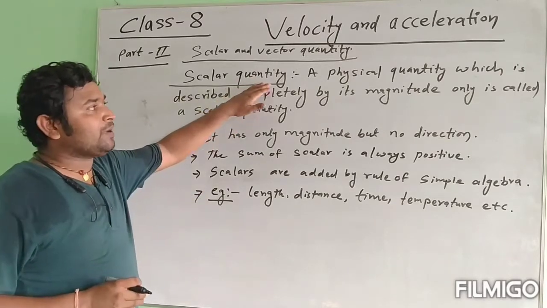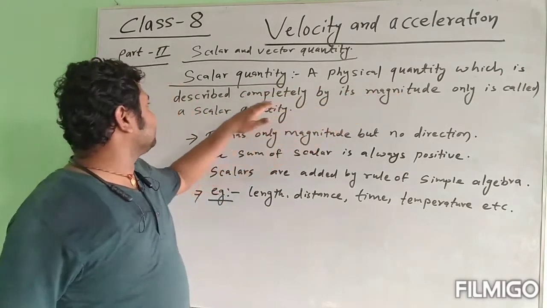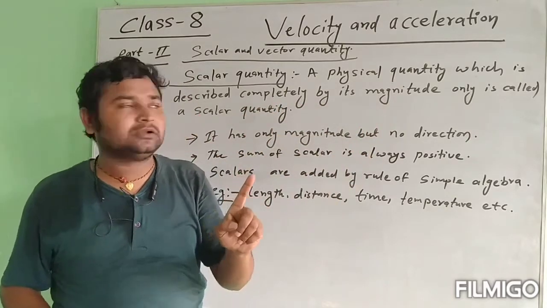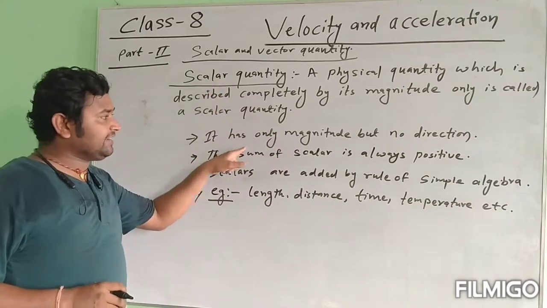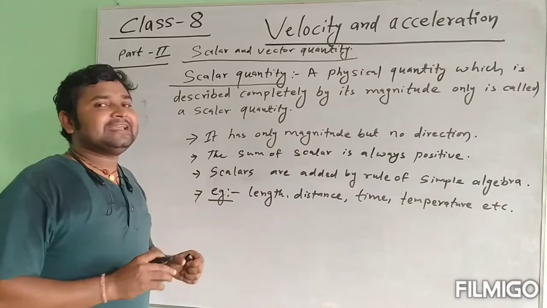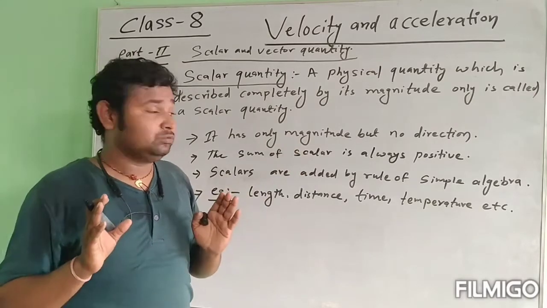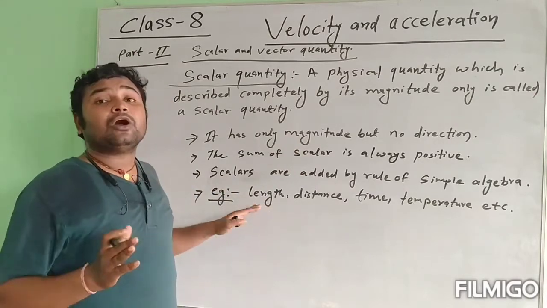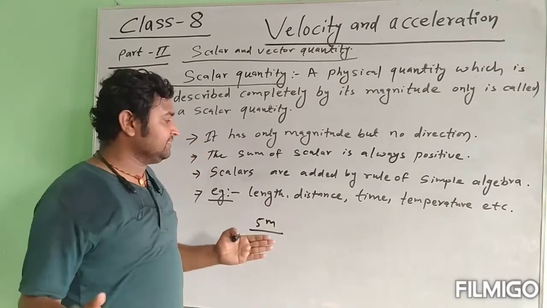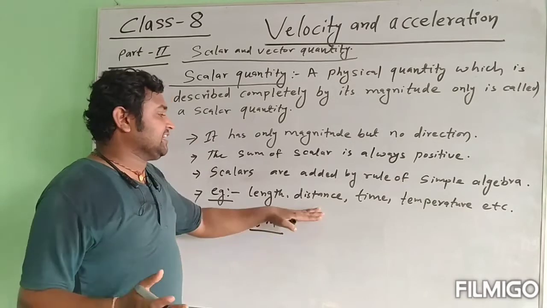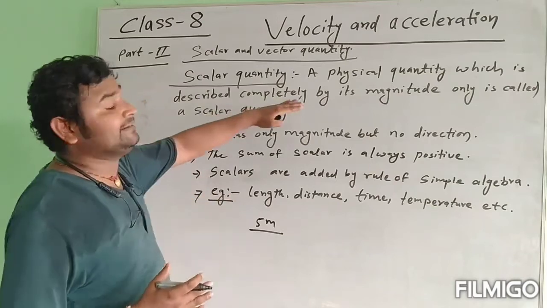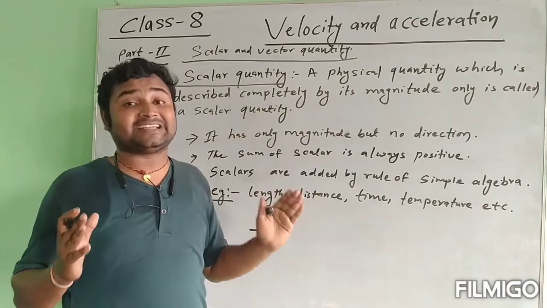The scalar quantity means what? A physical quantity which is described completely by its magnitude, but has no direction. In a scalar quantity, it has only a magnitude, but no direction. It means that it has a mathematical value, like length. How much? 5 meter length, 6 meter length, 7 meter length, 7 meter distance. It has only magnitude, but there is no direction.